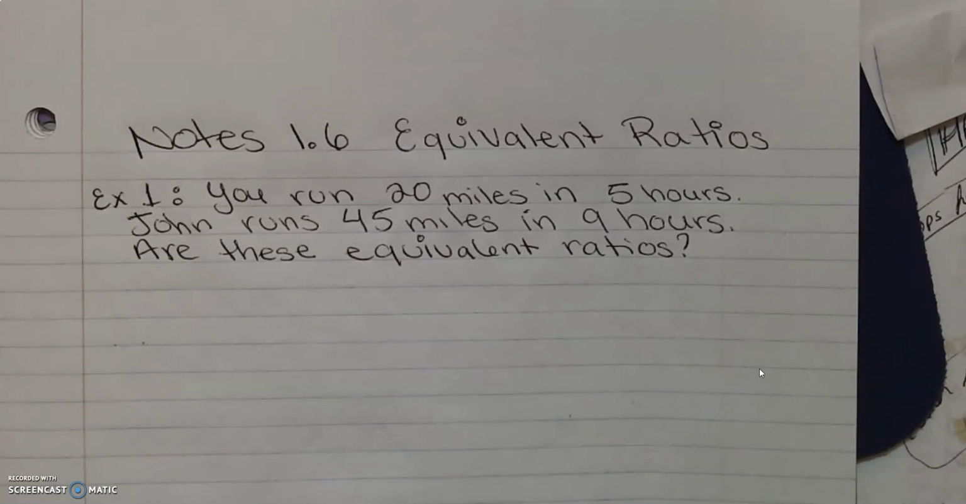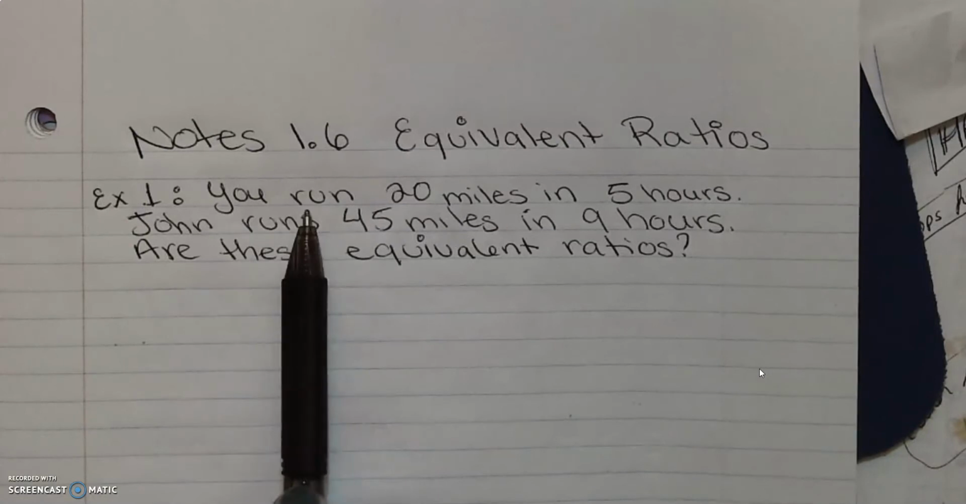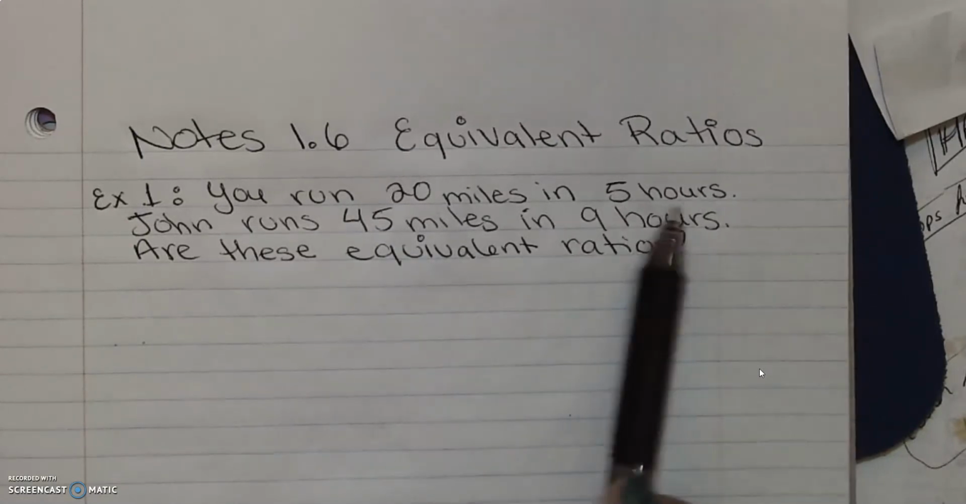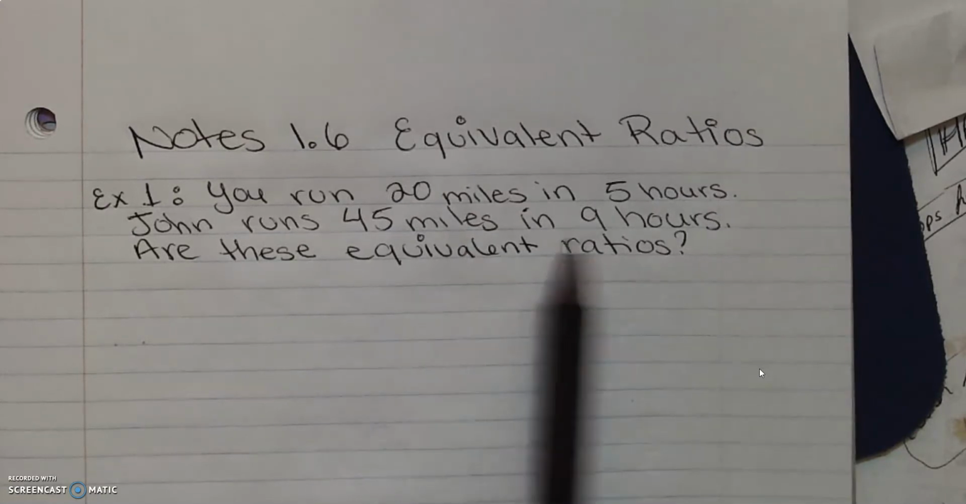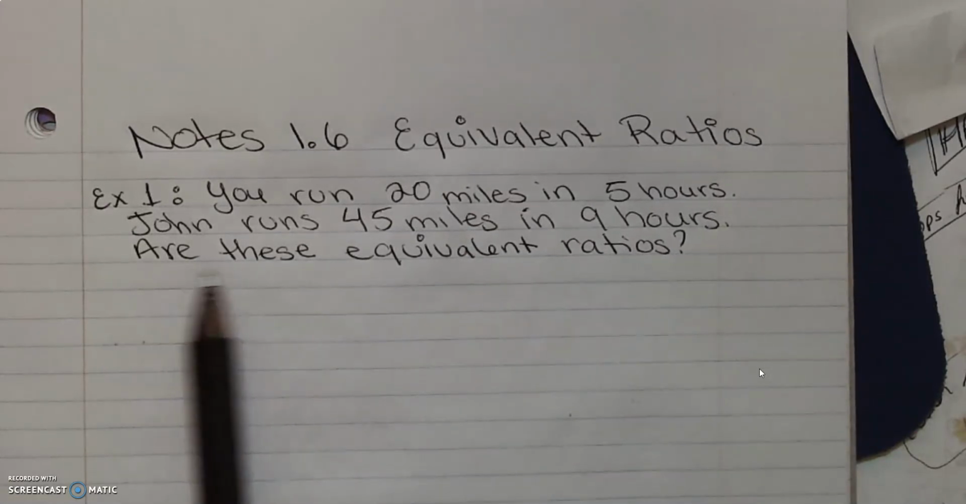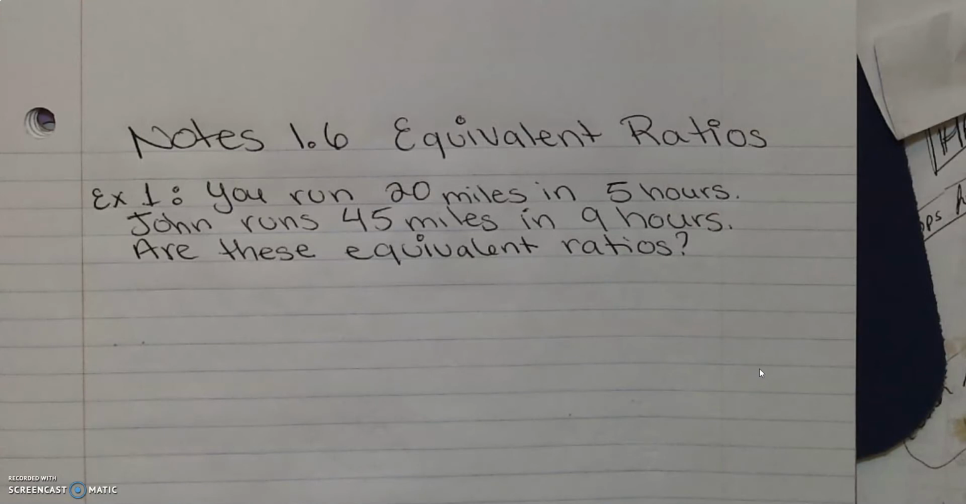Now right here you have example number 1, and I'm going to read it out loud for you. It says, if you run 20 miles in 5 hours, John runs 45 miles in 9 hours. Are these equivalent ratios?